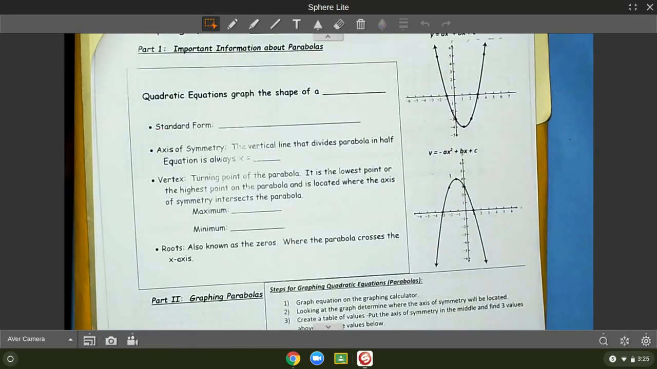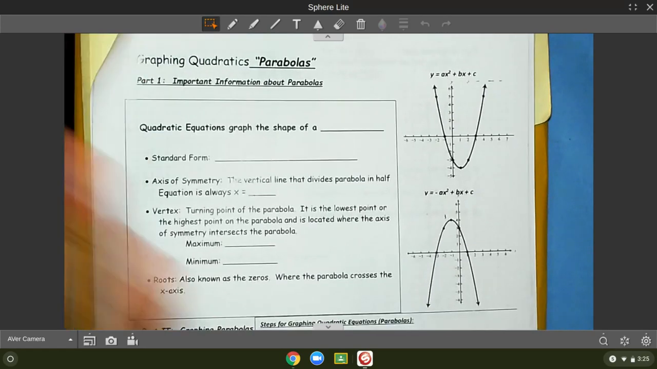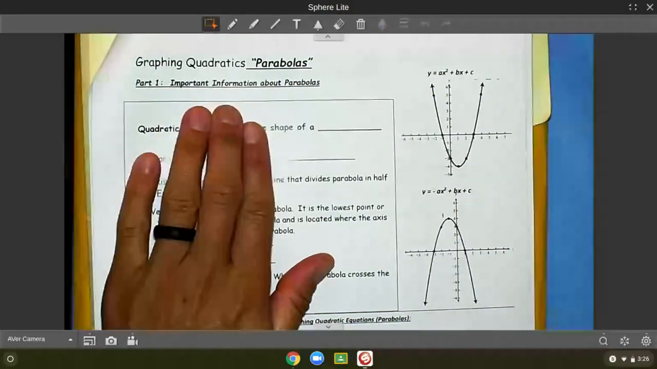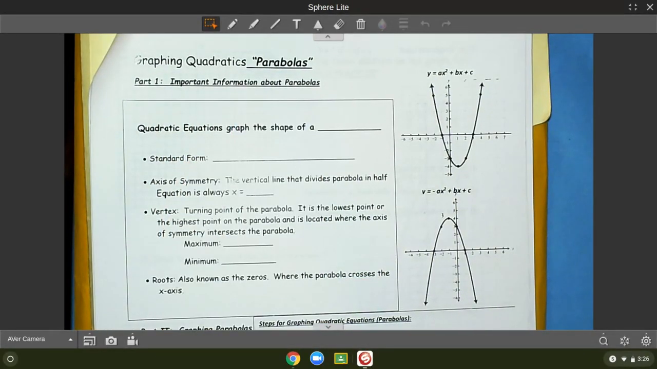All right, the next part for today is graphing parabolas. Now, graphing parabolas gets a little bit trickier. The equation's a little bit more complex. And for this one, we're going to be using our graphing calculators to help us out. All right, before we graph, let's go over some important information about parabolas.